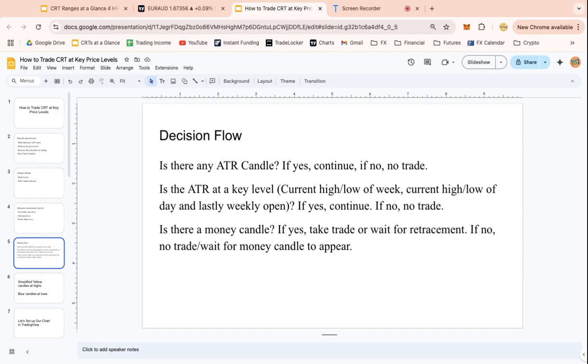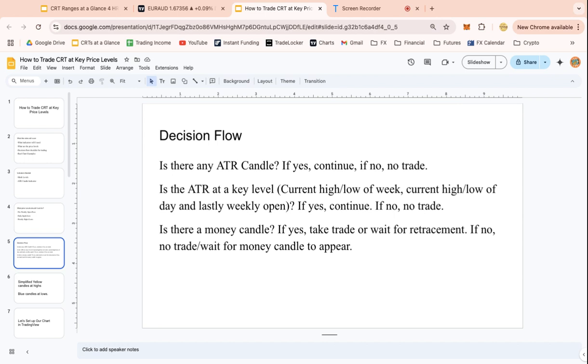So here's the decision flow that we're going to be looking for when we go over our charts and we're looking for trades. Step number one, you come to the chart, doesn't matter what time of day it is. Is there any ATR candle, which is indicated by a blue or yellow candle on the chart? I'll show you this in just a moment, so please be patient. But if there is an ATR candle, you can continue. If no, there is no trade. You are not trading if there is no ATR candle.